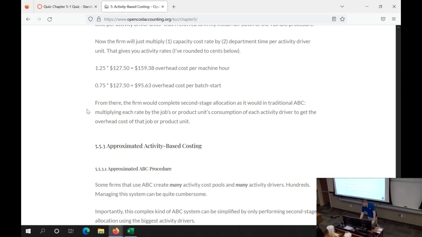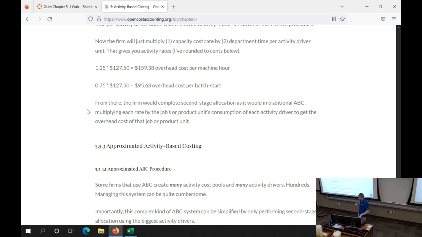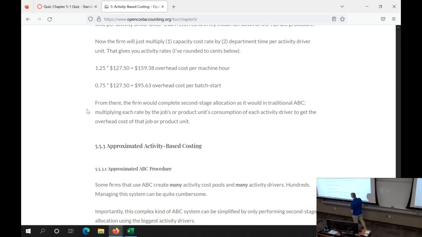All right, I want to stop there because I don't think I can start approximated activity-based costing and give it any sort of good representation to you in 2 minutes.